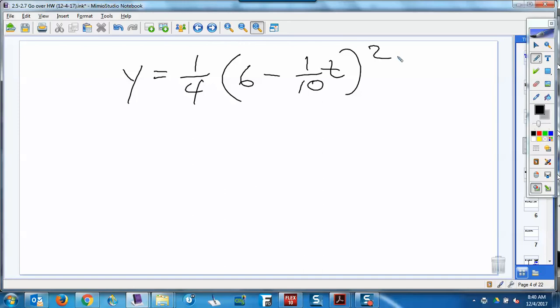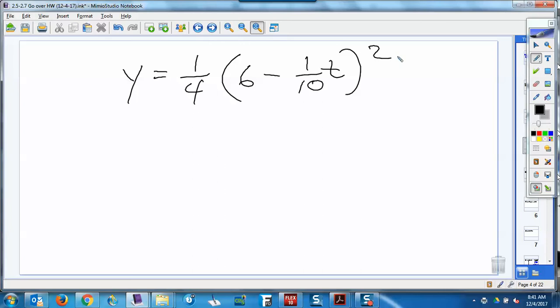So what would you do? Put a 30 in for T. What if I said, when does a tank have 2 feet of liquid in it? You'd put a 2 in for Y and then solve it for T, right? So there's a lot of different questions I could ask. And of course, the one they ask is, when is the level dropping at 0.1 feet per minute?